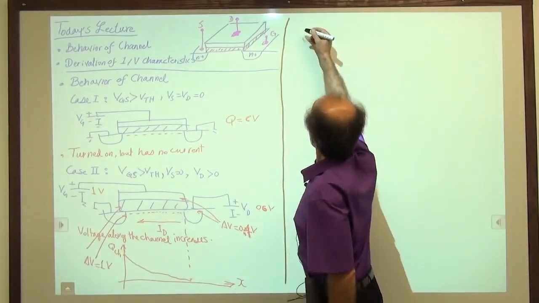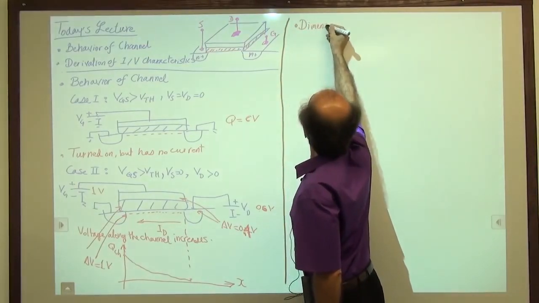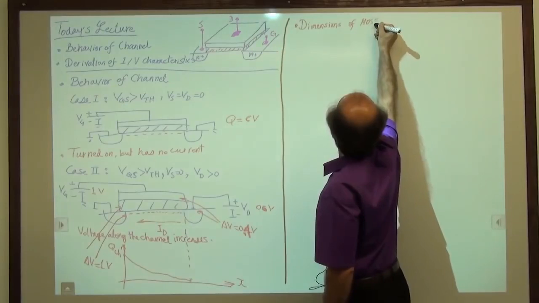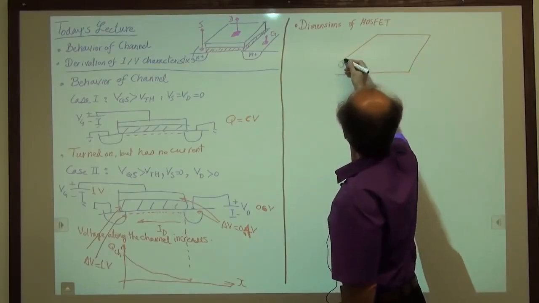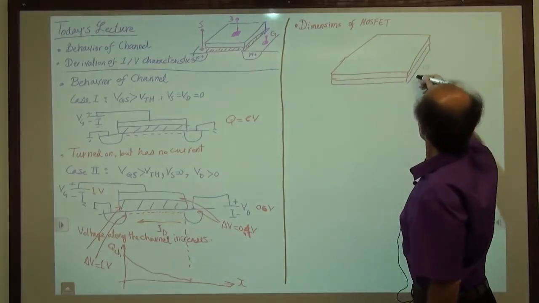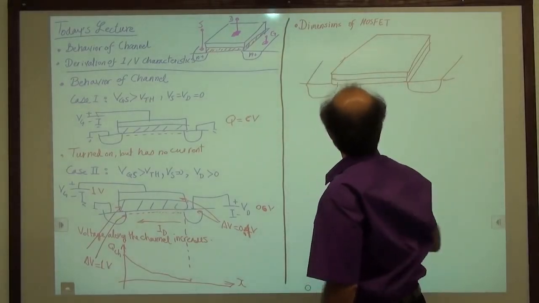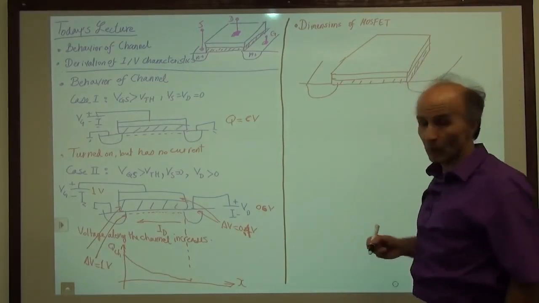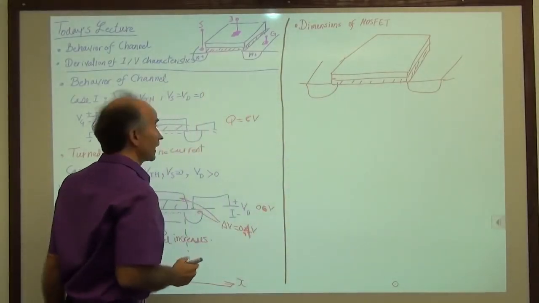So let me make one more point about the dimensions of a MOSFET before we go to IV characteristics. All right, so I will draw this again quickly. Here's our device, and source and drain, and that's our oxide. There are some dimensions in this device that are of interest to us, so I will write those down.